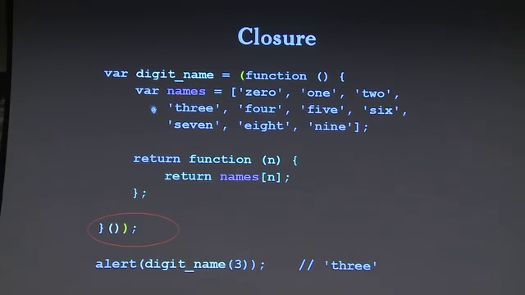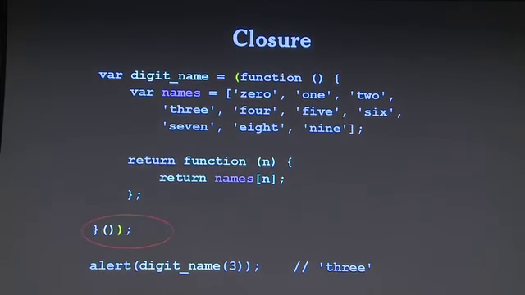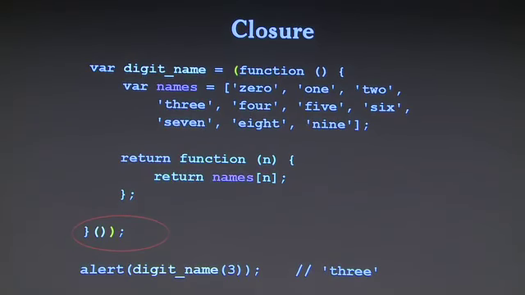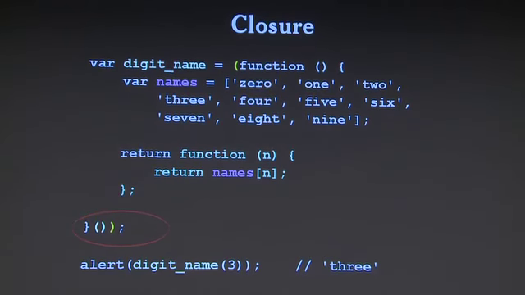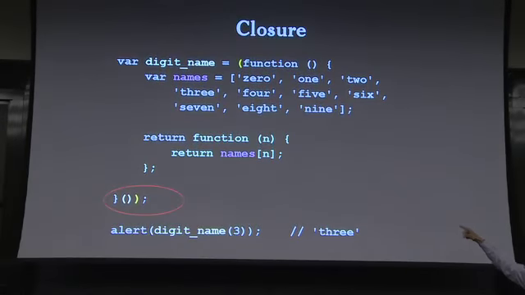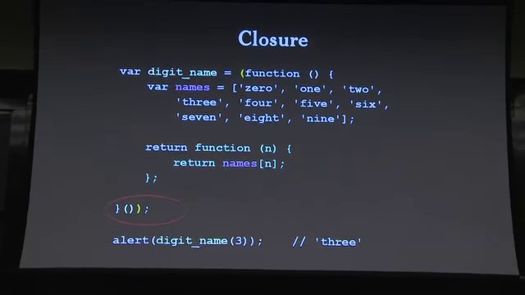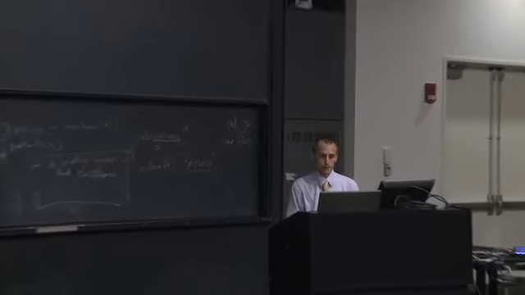So this gets declared once in memory. And even though that function has closed after this variable digit name has been initialized, those variables are accessible to this function that's then stored inside digit name because it's returned as a first class object. So this is the special thing about closure. And it enables you to do things like this.